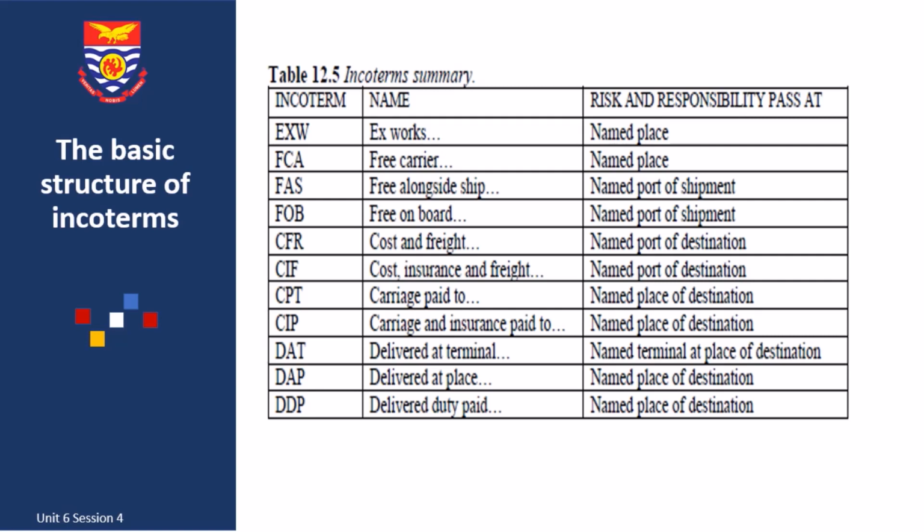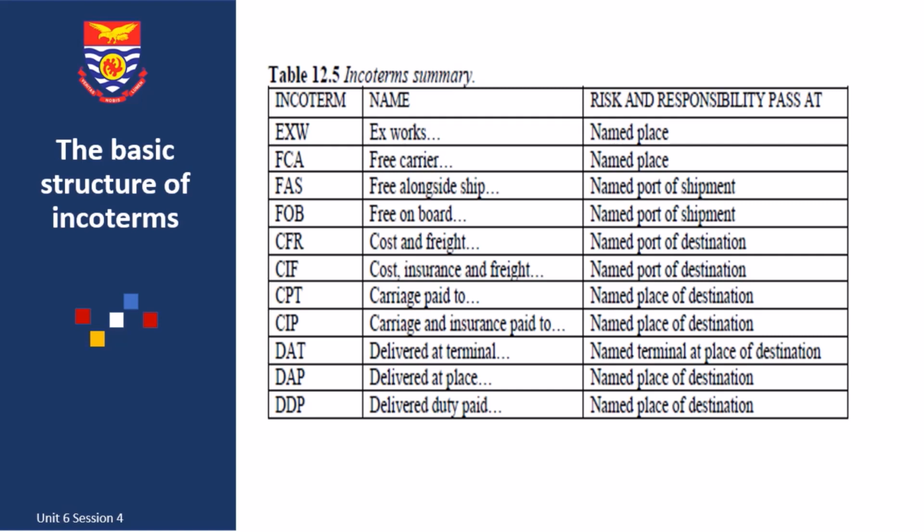Finally, we have the D terms. We have three D terms. The first one is the DAT, delivered at terminal. The seller pays all cost of carriage to the named destination terminal, including taxes and delivery charges, but not including costs related to import clearance. The seller also assumes all risk up to the point at which the goods are unloaded at the terminal. The buyer needs to arrange customs clearance and onward transport.